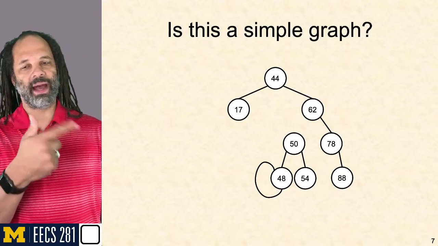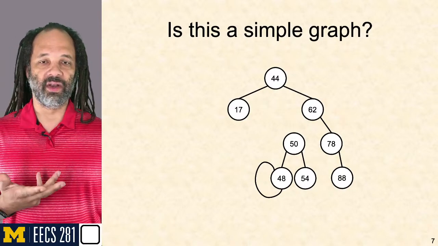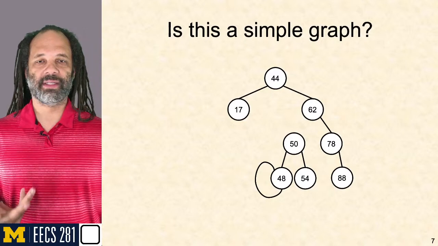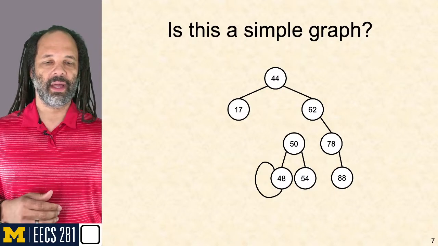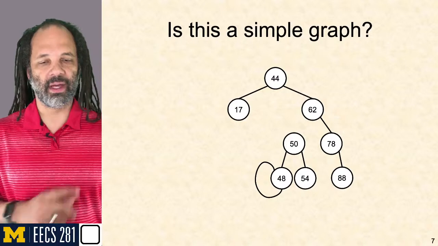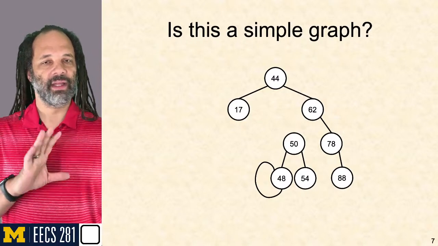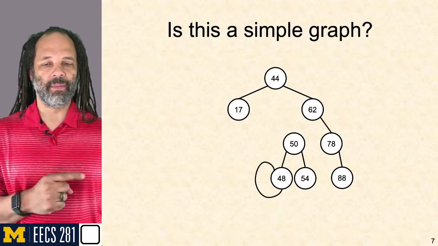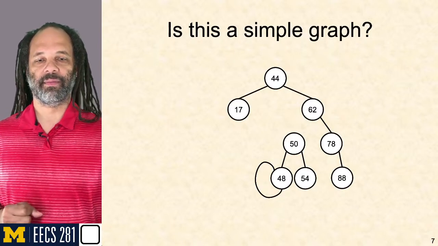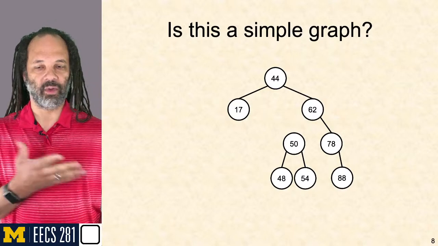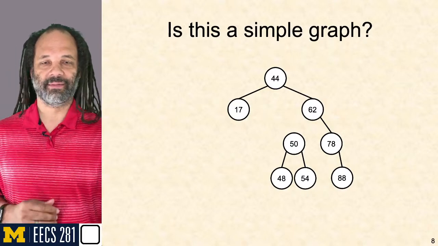So now we see this is another graph, to be sure, but it's definitely not a simple graph. And it's not simple because of the self-loop there, not because of the disconnected section. That's fine even in a simple graph, but what makes this not simple is that self-loop. So yes, that's a simple graph.